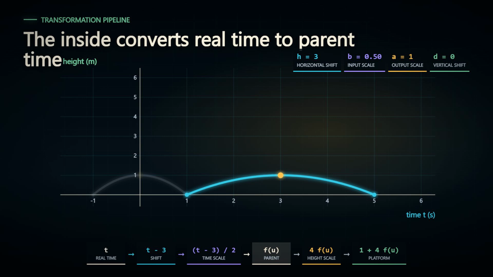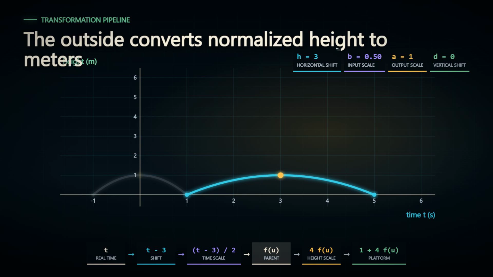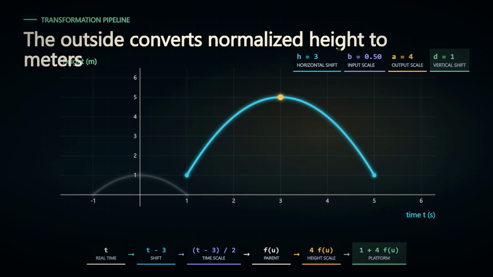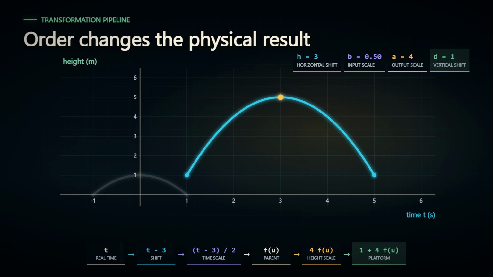After f returns a normalized height, the outside acts. Multiply by 4 to convert one normalized height unit into 4 meters, then add 1 for the raised launch platform. The order matters. 4f plus 1 raises the scaled curve by 1, 4 times the quantity f plus 1 would raise it by 4.